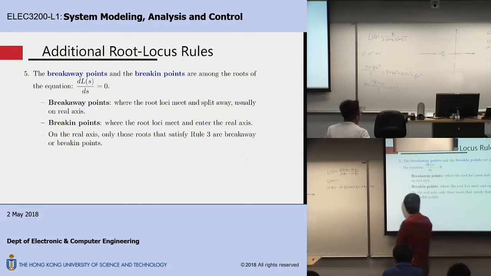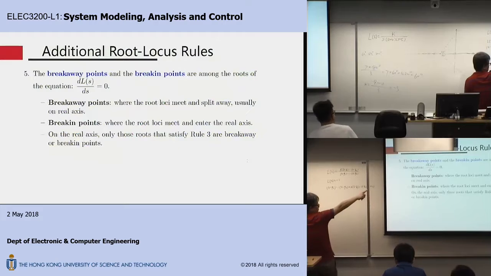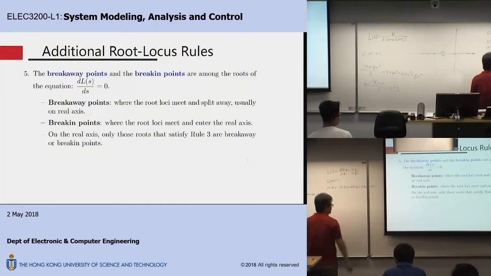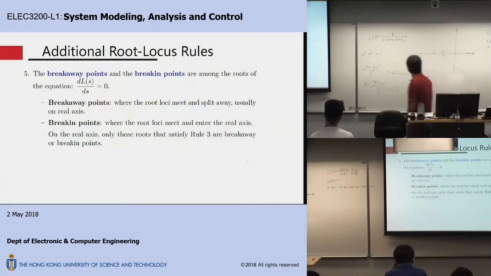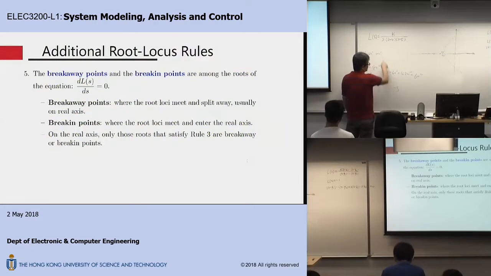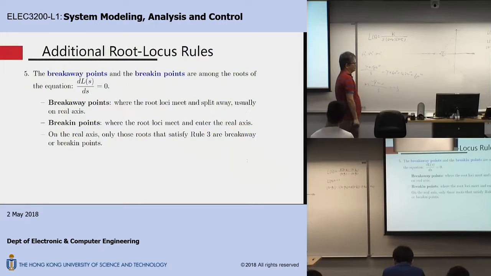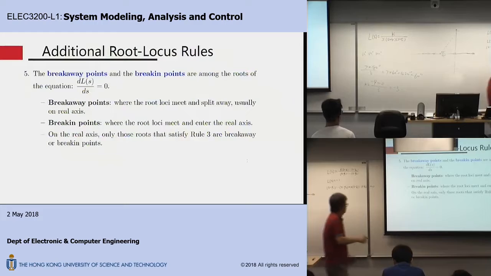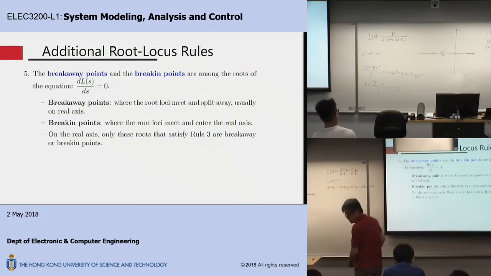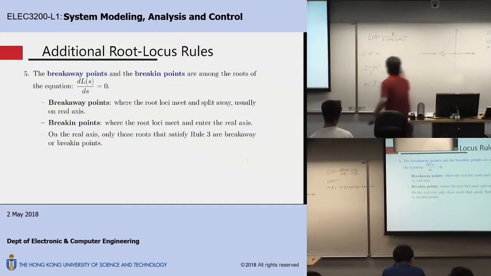According to that equation, we need to find that point. We take the derivative of this and let the derivative be 0. That's the point where they meet. Why is that the case? Again, let's argue for the reason a little bit later. Let's just do the computation and try to complete this root locus.